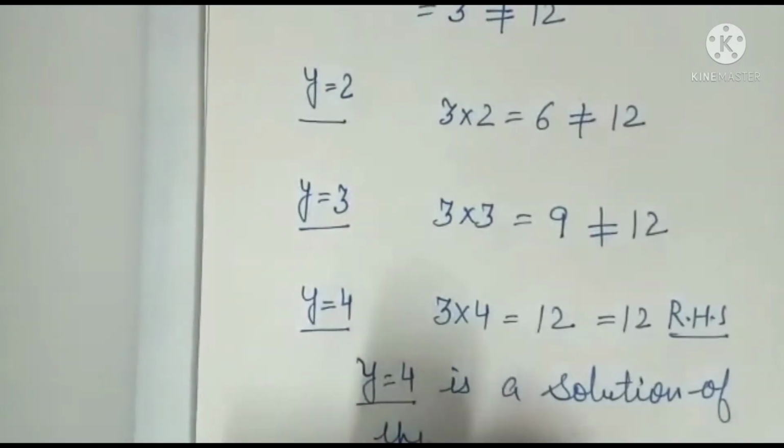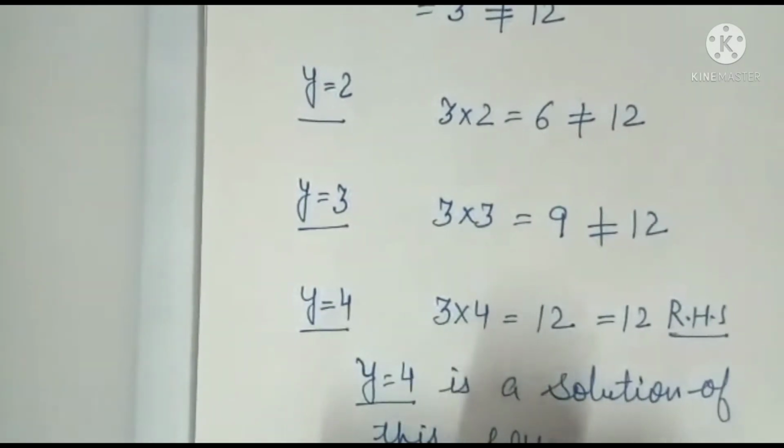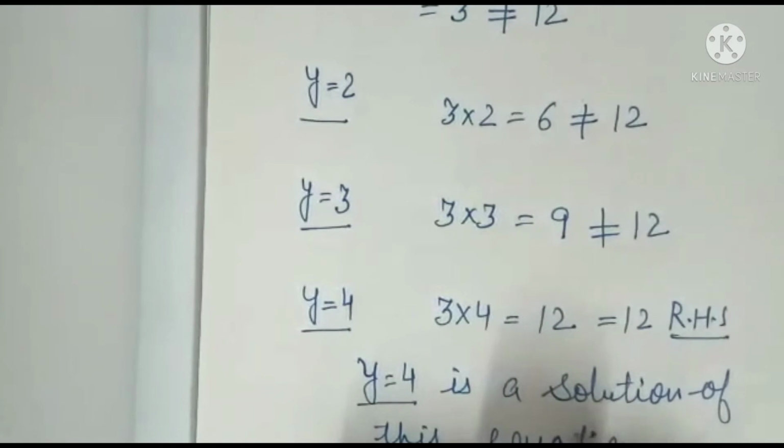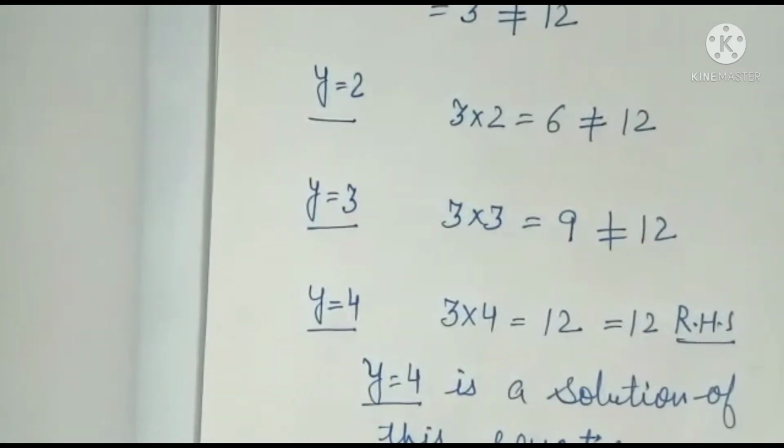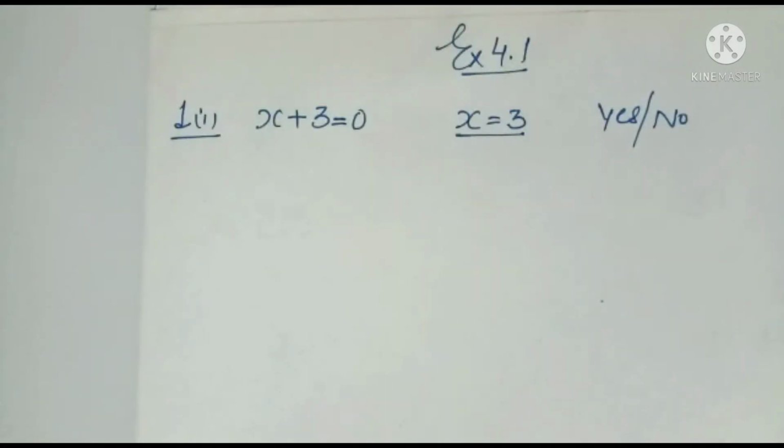I hope you have understood it. So in this way you can find the solution of any equation with the trial and error method. Now I am going to teach you the first question of Exercise 4.1, that is, complete the last column of the table. Here you are given equations and values, and you have to find out whether these given values satisfy the equation or not. So you have to give the answer in yes or no, but you have to solve it properly.